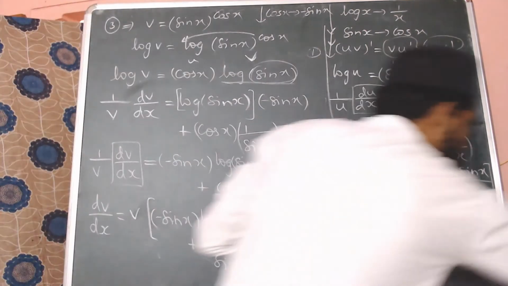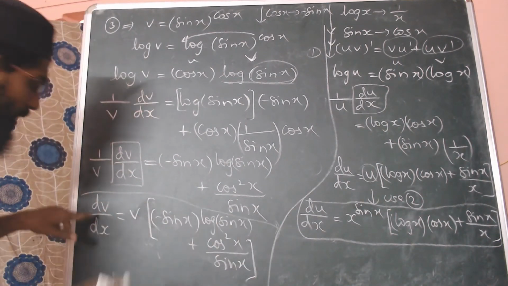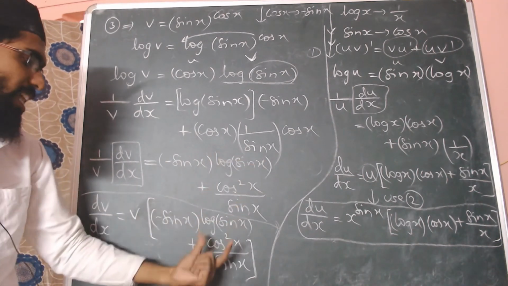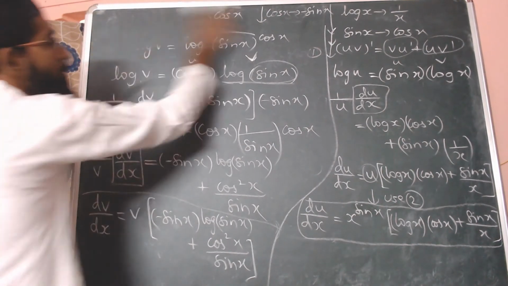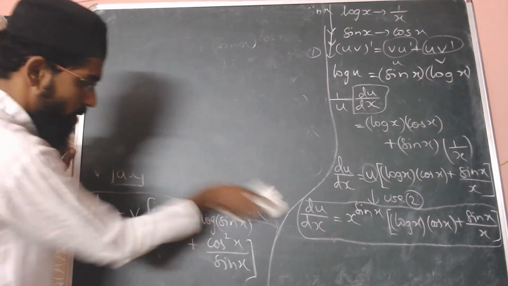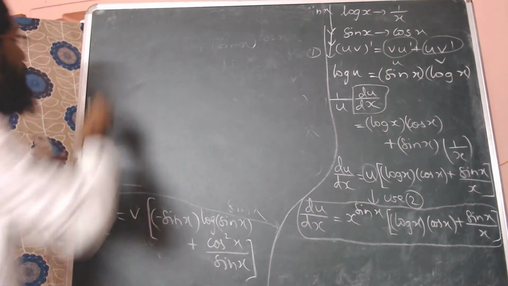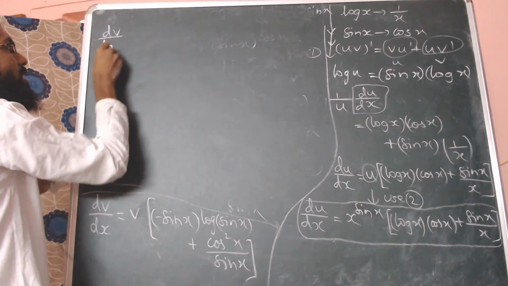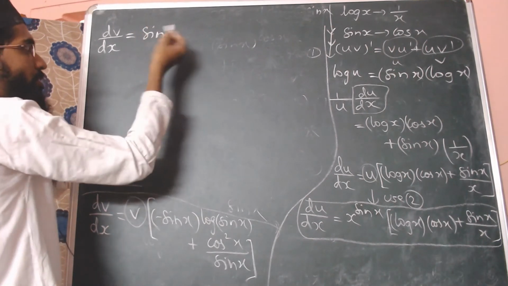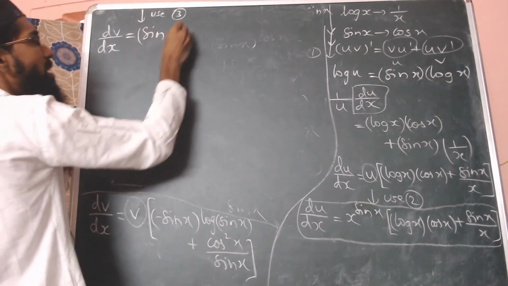Now let me rub this and let me proceed. So this is what I got for dv by dx: v into whatever is on the right hand side, minus sin x into log of sin x plus cos square x by sin x. So what do I have now? dv by dx equals what is my v? V is nothing but sin x power cos x, right? So see equation 3. I'm using equation 3 over here, substituting sin x power cos x in the place of v.